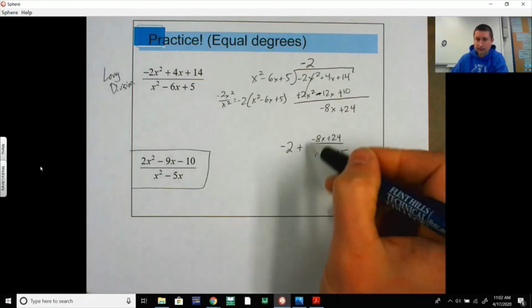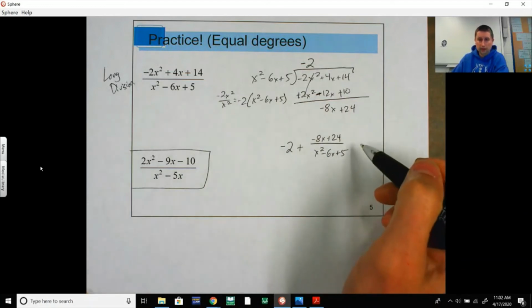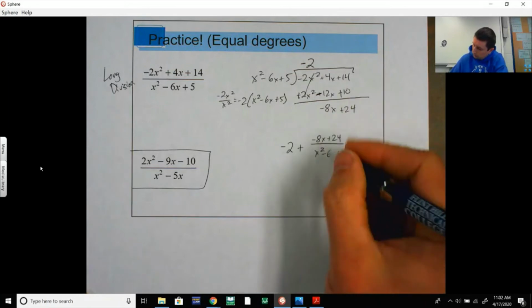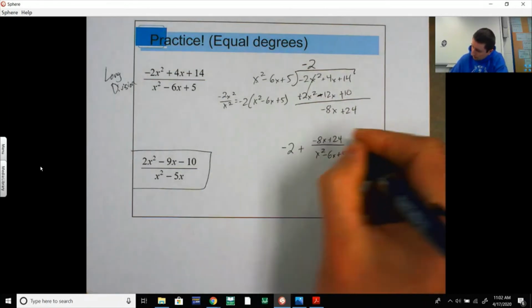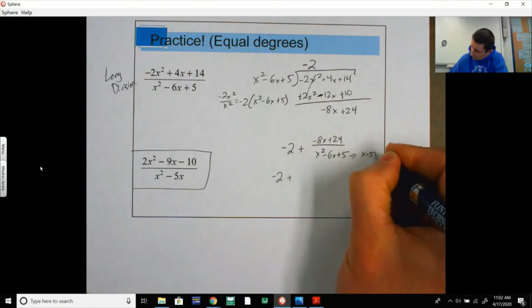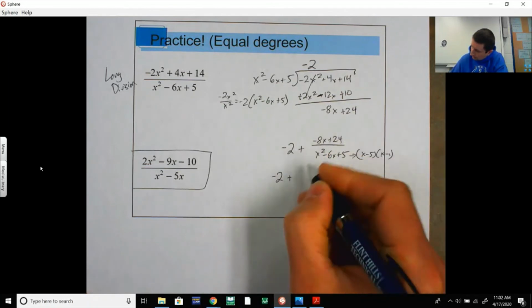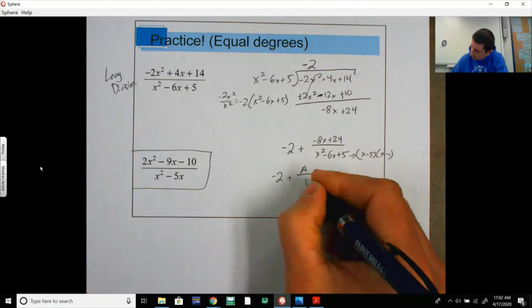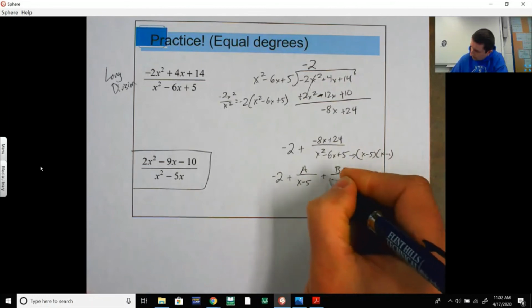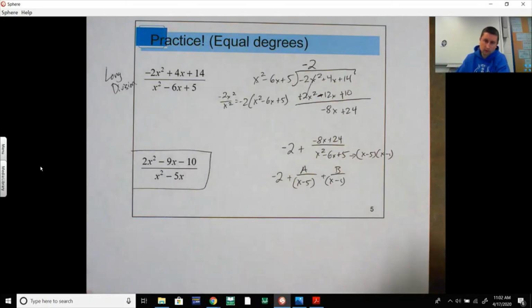Okay, and this is the part that we use our partial fractions on. So we had a whole number we could take out of there, and now we have this part to do. So we're going to factor the bottom. So we get negative 2 plus, this factors into x minus 5 times x minus 1. So it's plus a over x minus 5 plus b over x minus 1. Now, it doesn't matter which one is a over and b over. That doesn't matter.